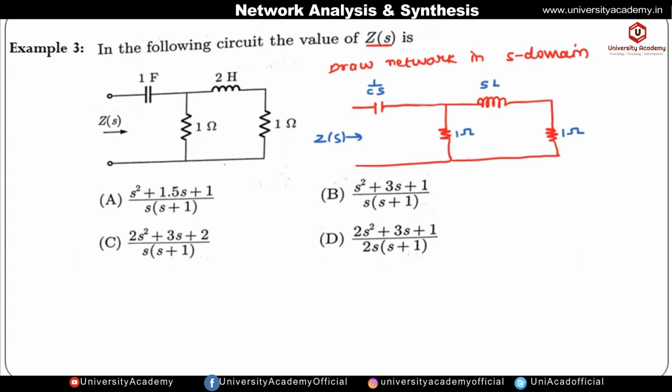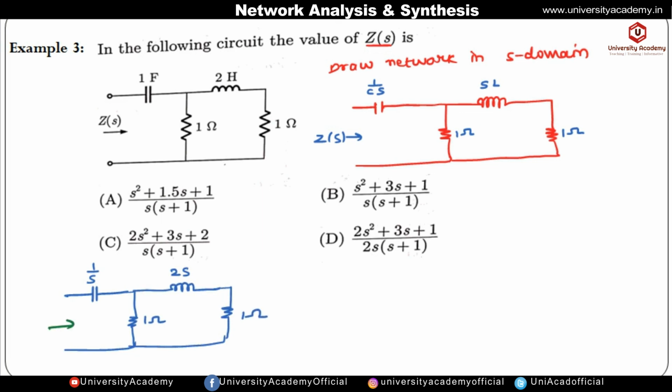Here the capacitance and inductance values are given, so let us substitute. The C value given is 1 farad, so it will become 1 by S. The resistance value is 1 ohm. The L value given is 2, so it will become 2S. And this resistor is 1 ohm. We have to find Z of S, that is, the impedance in the S domain.